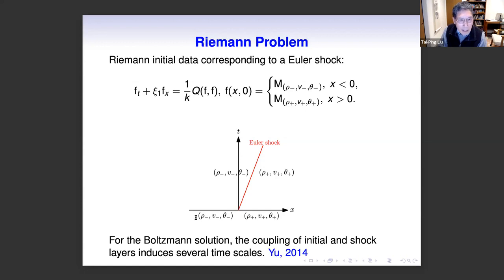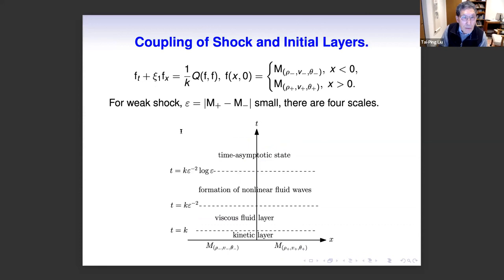Okay, so here's an Euler equation. I'm going to take a particular case where the initial data are Maxwellians corresponding to a single Euler shock. But then we work through the Boltzmann equation. And then it turns out that the picture is much more complicated, because for the Euler equation it's only a shock wave. But for the Boltzmann equation, there's an initial layer. And so this is a coupling of shock and initial layer. And it creates many time scales.